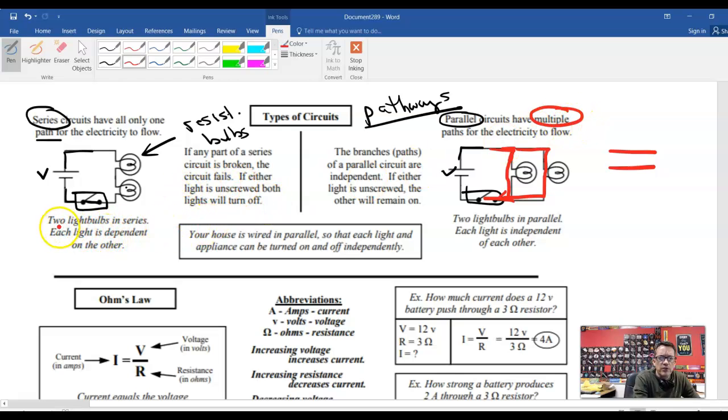The thing down here on the series is that each light is dependent on the other. In other words, this light is not going to be able to work unless this light is working. If this light is not working, then effectively, like a switch is open here, the electricity can't get through it. If the electricity can't get through it here, the whole thing stops working. The electricity cannot flow. So effectively, for electricity to flow, we have to have one complete pathway of uninterrupted circuitry that's going to allow it to work.